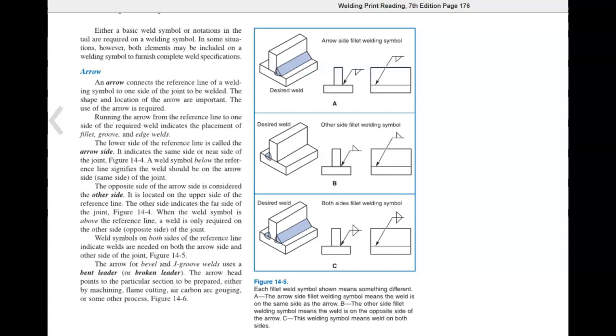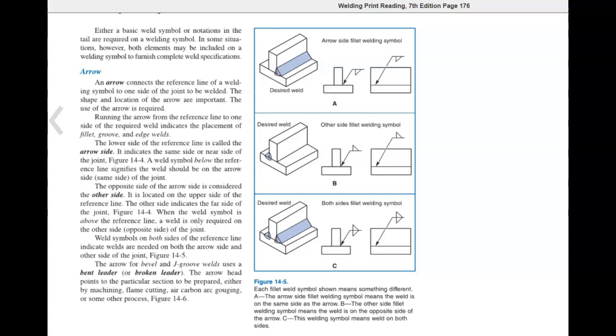The use of an arrow is required. Running the arrow from the reference line to one side of the required weld indicates the placement of a fillet, groove, or edge weld. The lower side of the reference line is called the arrow side. It indicates the same side or near side of the joint. Figure 14-4. A weld symbol below the reference line signifies the weld should be on the arrow side or same side of the joint.